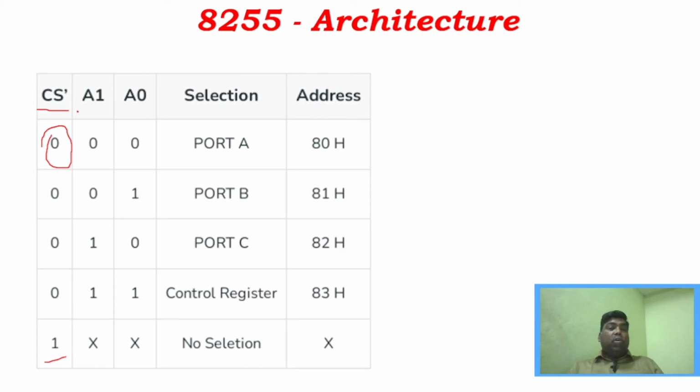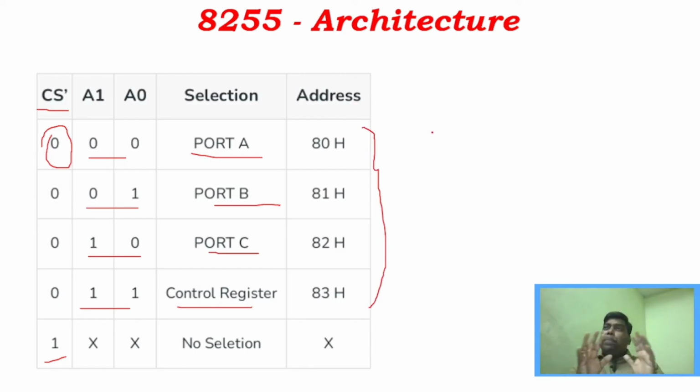And if A0 and A1 is 00, then port A is selected. If it is 01, port B is selected. If it is 10, then port C is selected. And if it is 11, then the control register is selected. And these are the address locations of the corresponding ports. So this is the complete architecture and how the ports will be selected based upon A0 and A1.